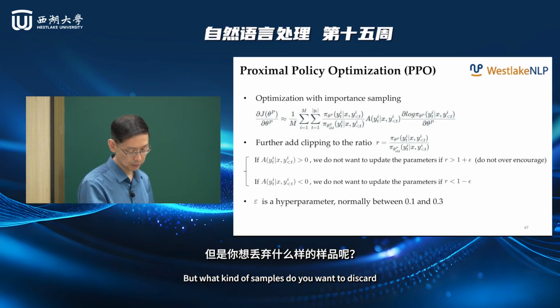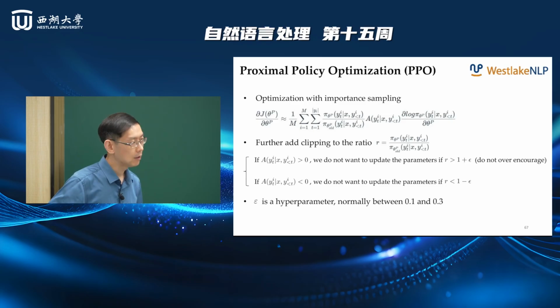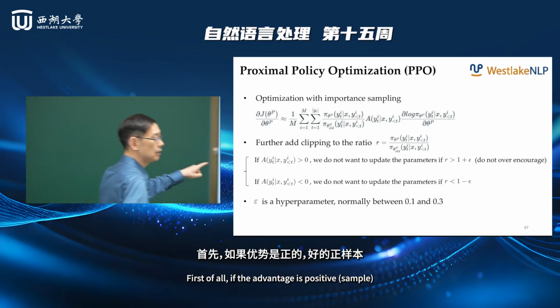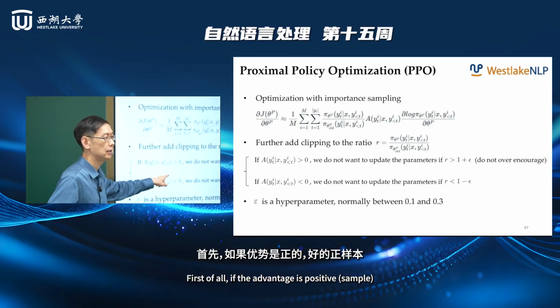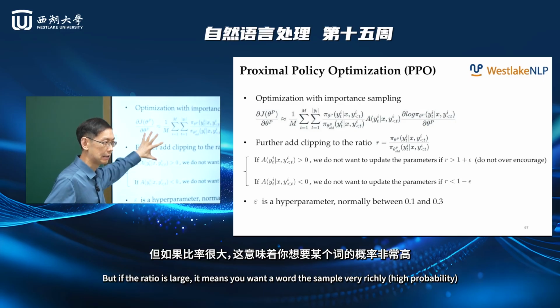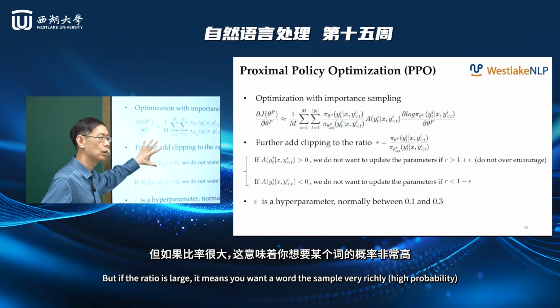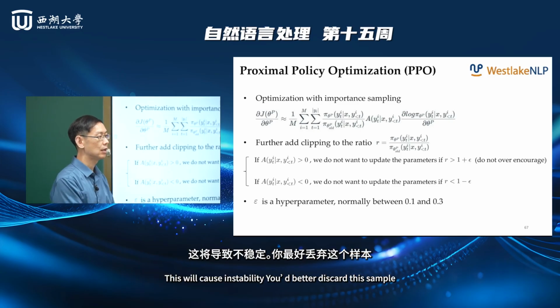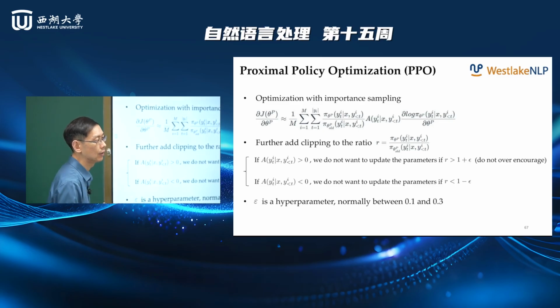But what kind of samples do you want to discard? First of all, if the advantage is positive, a positive sample, but the ratio is large, it means you want to reward the sample very richly. This will cause instability. You'd better discard this sample.